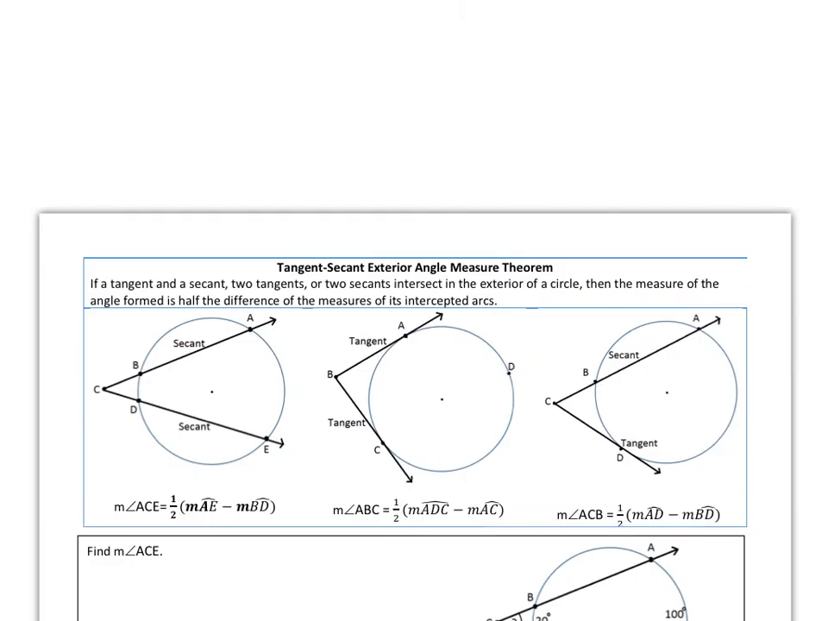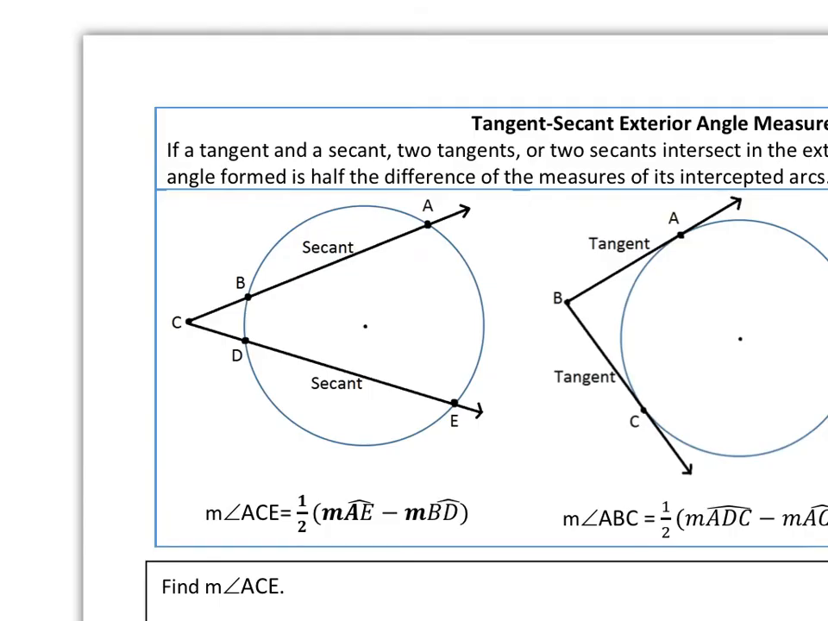Here are 3 more relationships formed by tangents and secants. In the first case here, we have 2 secants that intersect outside of a circle, and they both cross through the circle at a couple of points. The formula tells me that the measure of angle ACE is equal to the measure of arc AE minus the measure of arc BD, divided by 2. So I like to call it big minus little divided by 2.